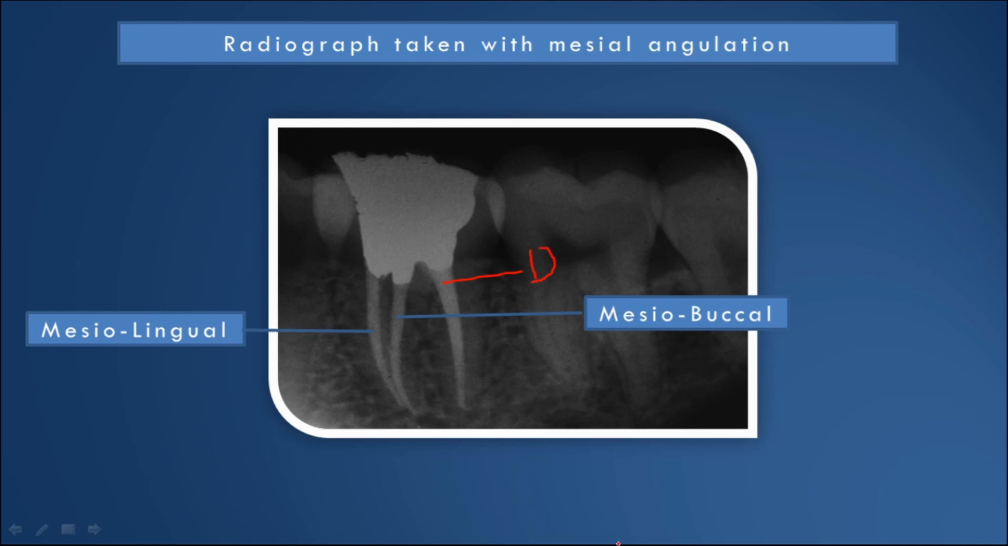So according to what we have seen so far, whichever canal is located mesially in the radiograph is actually present lingually. So this canal is a mesiolingual canal, and the canal which is located distally is a mesiobuccal canal. Let's see one more example.